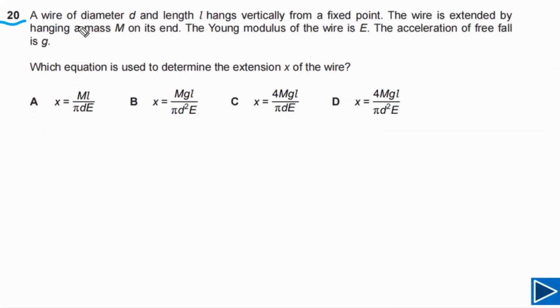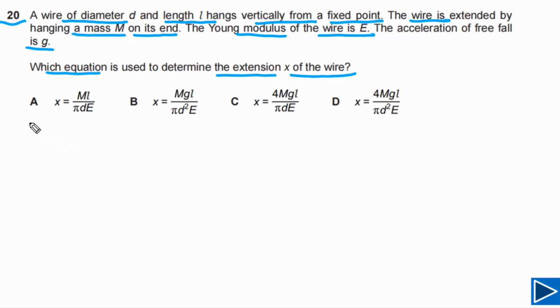For question number 20, it is given that a wire of diameter small d and length L hangs vertically from a fixed point. The wire is extended by hanging a mass capital M on its end. The Young's modulus of the wire is capital E. Acceleration of free fall is g. We need to find which equation is used to determine the extension x of the wire.